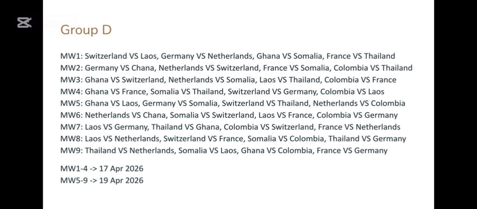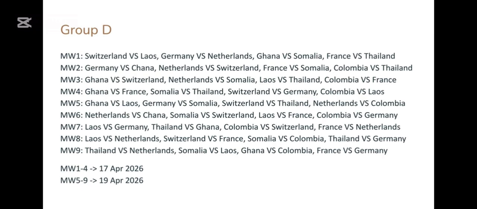Match week 3, Ghana versus Switzerland, Netherlands versus Somalia, Laos versus Thailand, and Colombia versus France. Match week 4, Ghana versus France, Somalia versus Thailand, Switzerland versus Germany, Colombia versus Laos. And in match week 5, Ghana versus Laos, Germany versus Somalia, Switzerland versus Thailand, Netherlands versus Colombia.